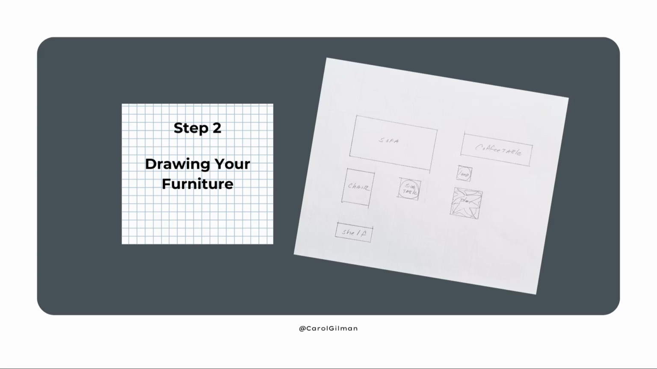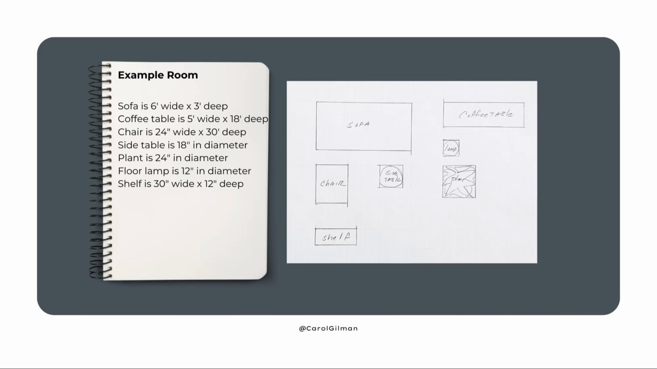And then in the next part, this is where you're going to create the furniture templates. The first thing you'll do is take measurements of all of your furniture and any other items that you want to have a measurement for. Just take the width and depth. So for this room, we have a sofa that is 6 feet wide and 3 feet deep.